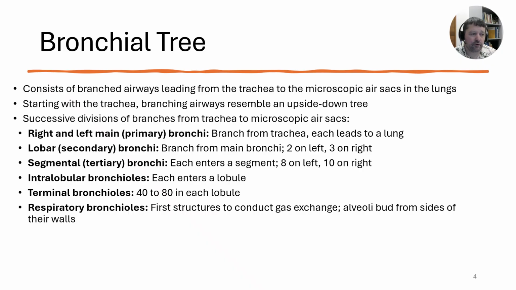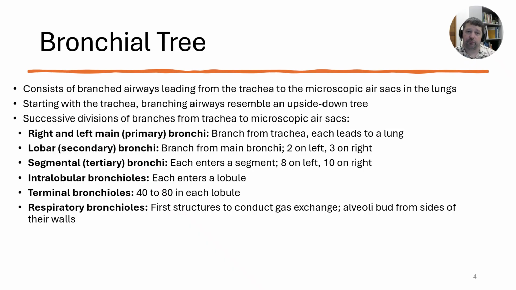Interlobular bronchi. Each enters a lobule. A lobule is a section of the lung. And even further from that, you have 40 to 80 different bronchioles, little teeny small branches within each lobule. And so again, it's just tracts. So you have large pipes, small pipes, even smaller pipes, etc.